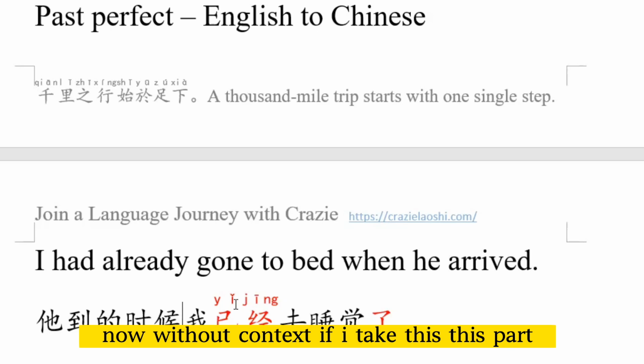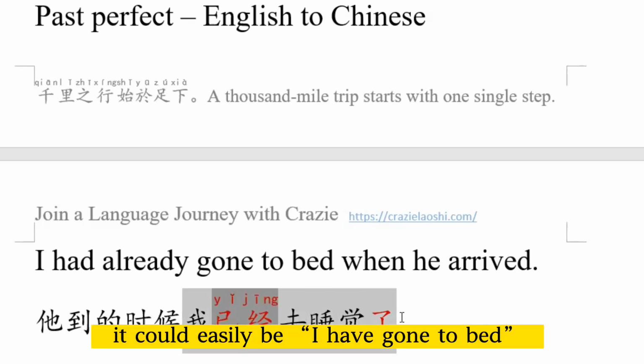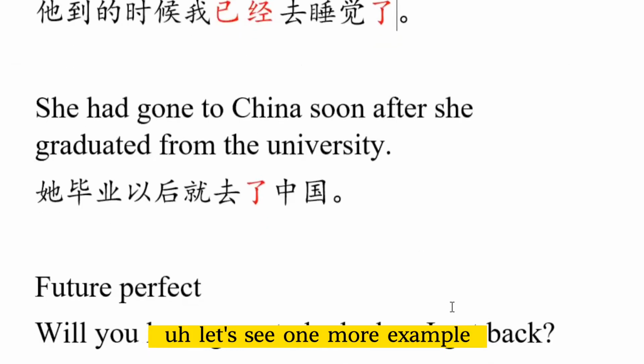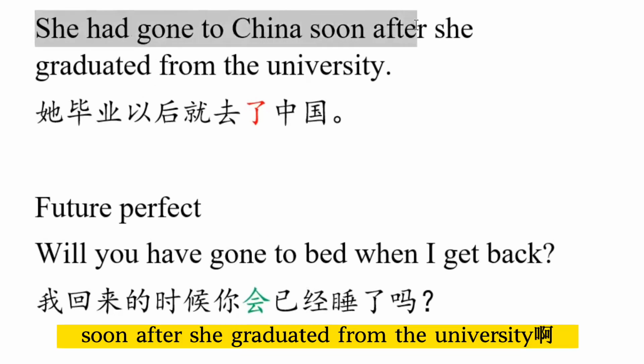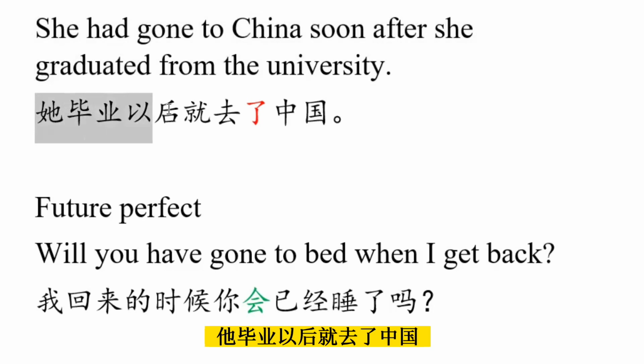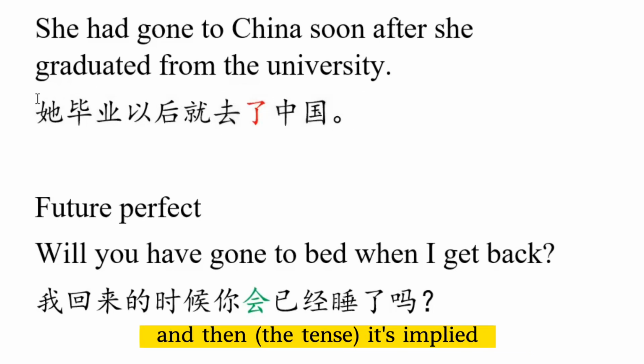Now, without context, if I take this part out, the verb with le, it could easily be have gone to bed. Let's see one more example. She had gone to China soon after she graduated from the university. 她毕业以后就去了中国. So as you see, it's just verb with le, and then it's implied.